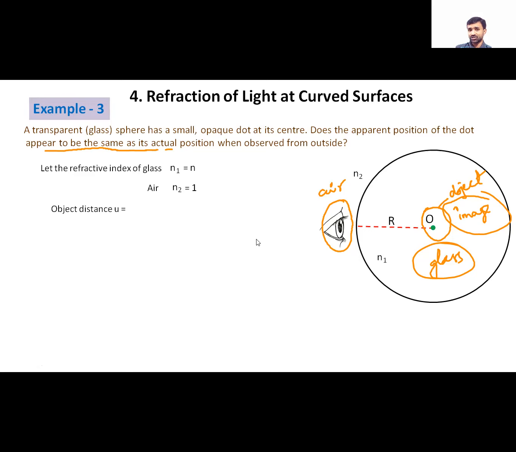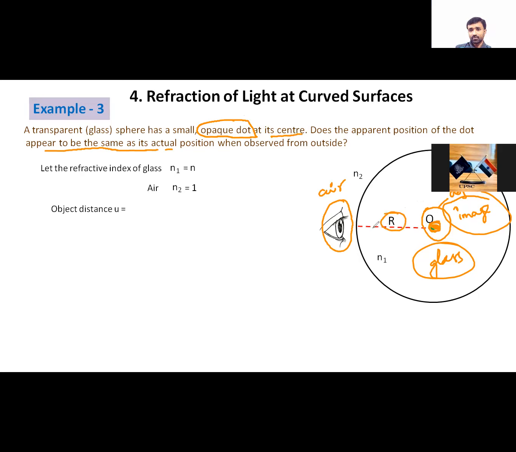So object distance u equals what? I need the object distance. Can anybody help me? What is the object distance? What is the object first? The object is the opaque dot. Where is that opaque dot? At its center. So this is the object for us. So what is the object distance?